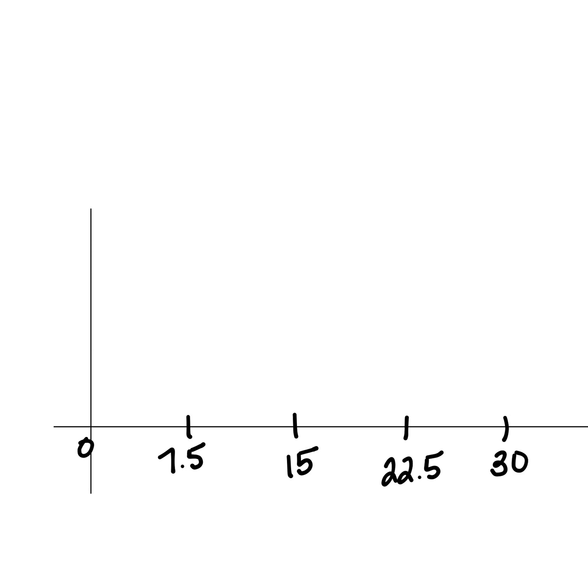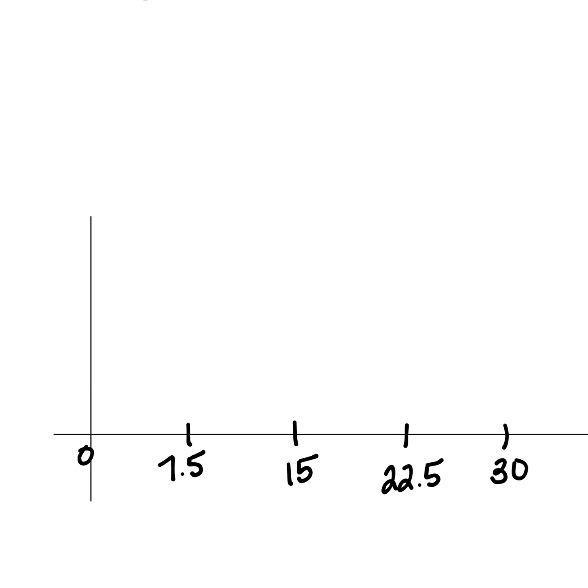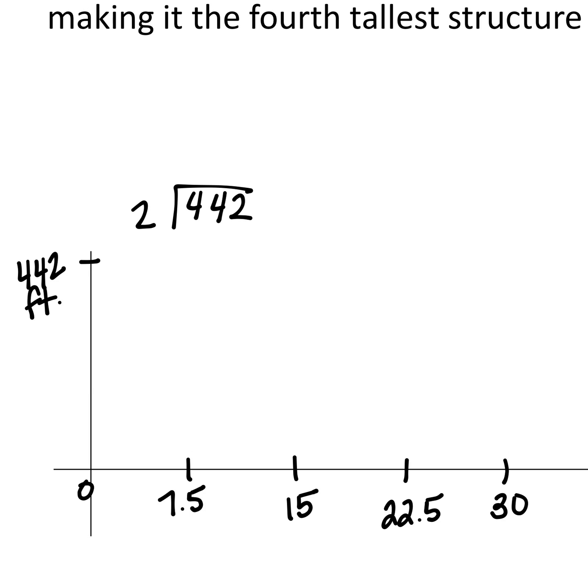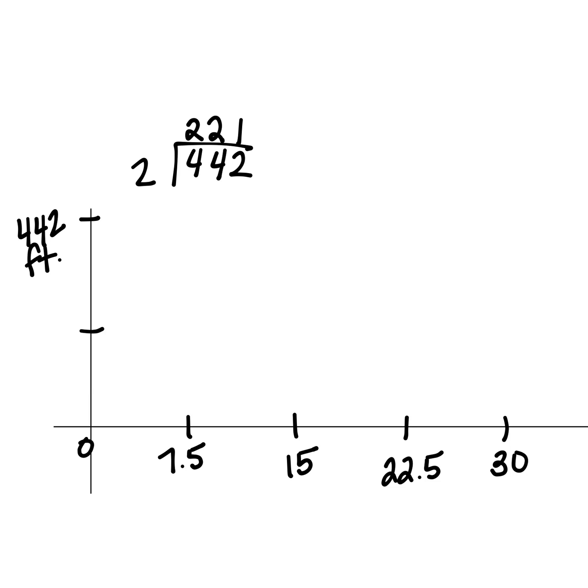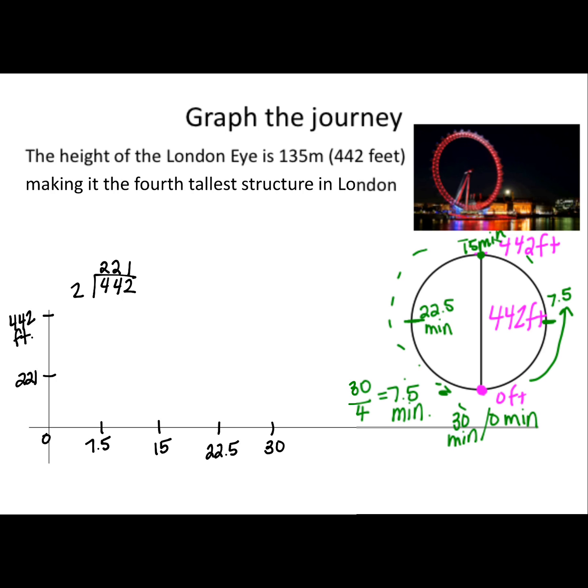So now, we've got to go from 0 all the way up to 442 feet. So what's halfway between that? What's 442 divided by 2? Well, you would get 2, 2, and 1. So that would be 221 feet is halfway. And why do we care about halfway?